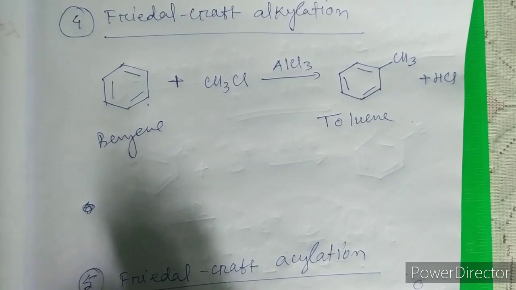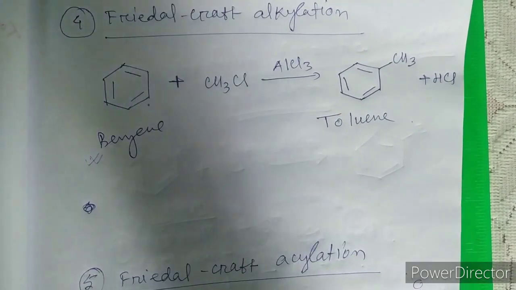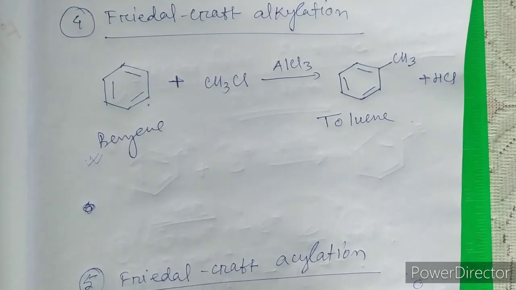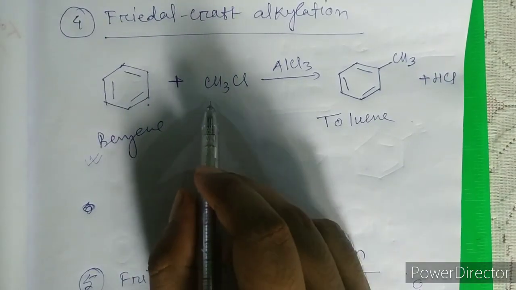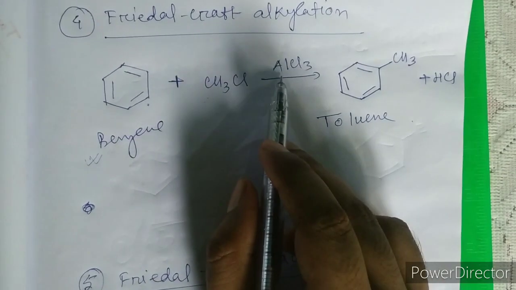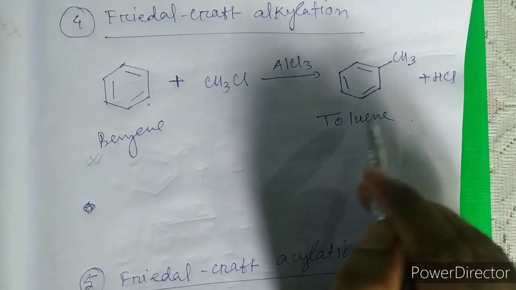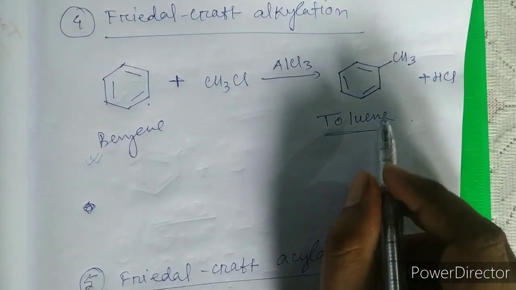Friedel-Crafts alkylation. In this reaction, benzene will react with, suppose, any alkyl halide, because we have to produce an alkyl group. So suppose we have taken CH3Cl, chloromethane, and in the presence of AlCl3, at the end this methyl group will attach with the benzene. So this product is called toluene.